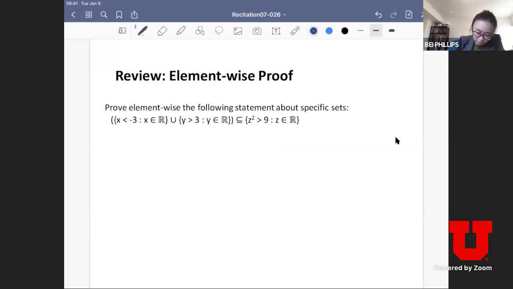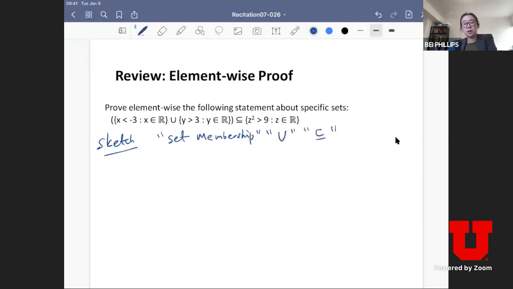If I were thinking about a proof sketch, there are a few properties I'm going to use. I'm going to prove it using set membership. I'm going to use the definition of union of sets and the definition of subsets. Those are some ingredients for this problem.